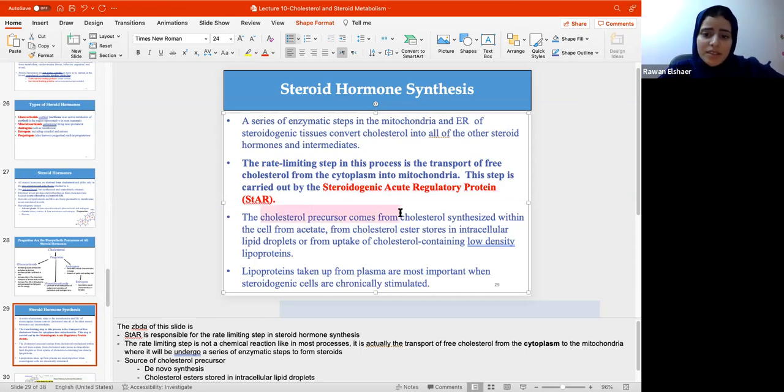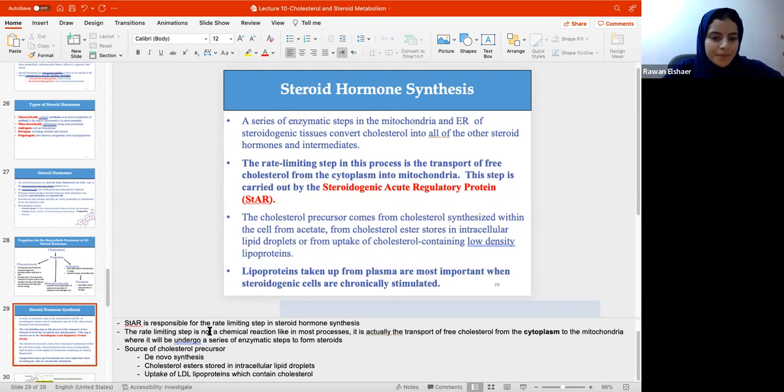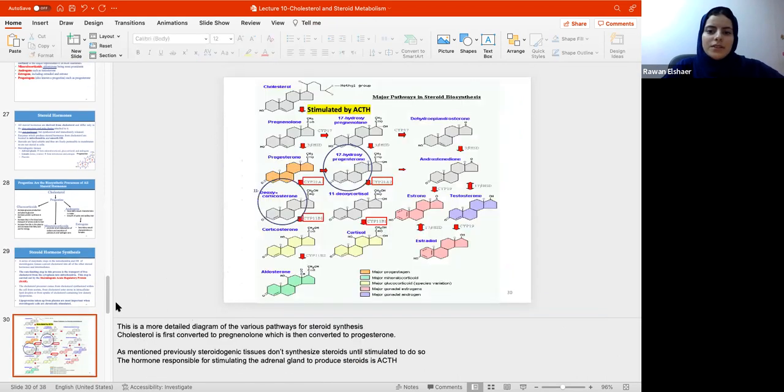This explains how cholesterol is synthesized, how it's made from acetate, in the steroidogenic tissues. How do they form cholesterol? They use acetate, but they can also use cholesterol esters that are already stored in the cell. They can break them down, basically removing the fatty acid, and there you go, you have cholesterol. Or they can take cholesterol directly from lipoproteins. Lipoproteins taken up from the plasma are the most important when steroidogenic cells are chronically stimulated. Just remember that when steroidogenic cells are stimulated for a very long time, their main source of cholesterol becomes the lipoproteins. And this is basically what I explained.